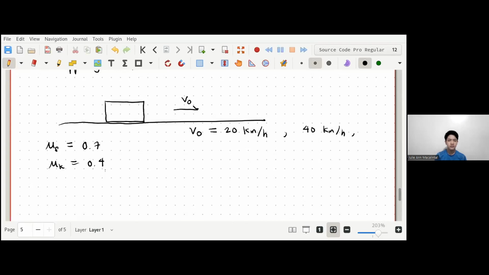Ito yung legit, no? Pero may mga road signs na nagsasabi na ang speed limit ay 60. Tapos sa expressway may makikita kang speed limit na 80 kilometers per hour. Tapos may mga drivers na nagda-drive sa expressway ng 100 to 120 kilometers per hour. So, I'd like you to compute and tabulate stopping distances kapag nag-skid at kapag maximum braking ang ginawa niya.